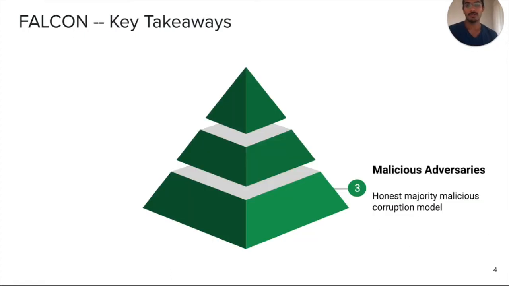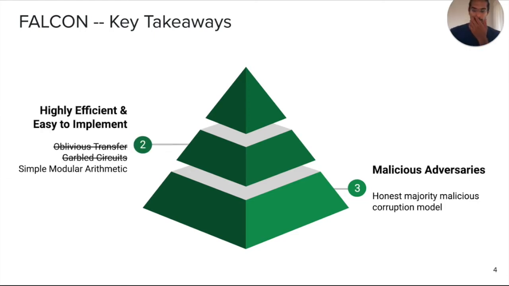So the three biggest takeaways of Falcon are: first, we operate with security against both semi-honest as well as malicious adversaries, in the honest majority corruption model, so one party can be corrupt, either semi-honestly or maliciously. The second key takeaway of Falcon is that protocols are extremely simple, so that makes them very easy to implement as well as highly performant, so they don't rely on any heavy cryptography.